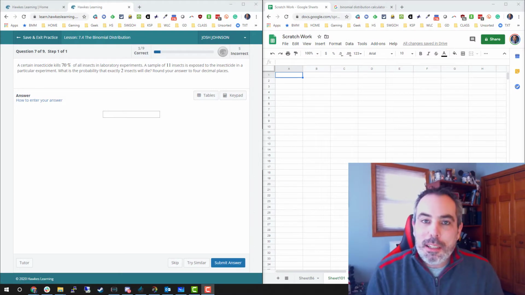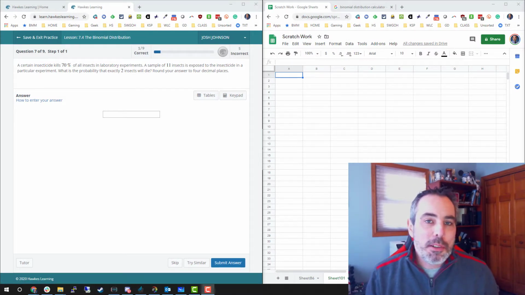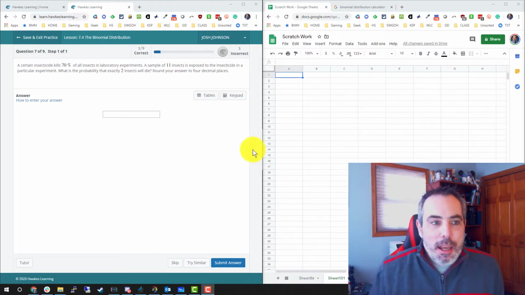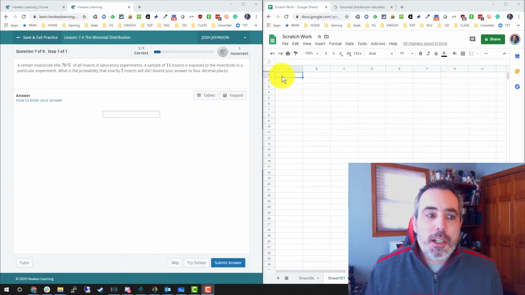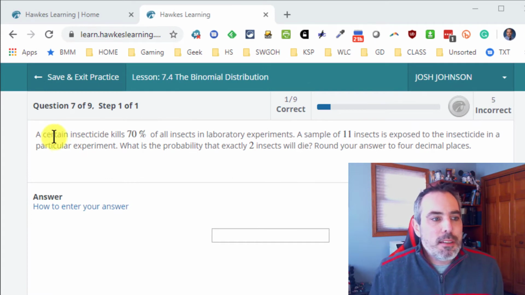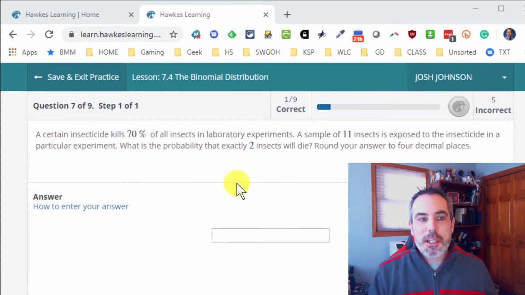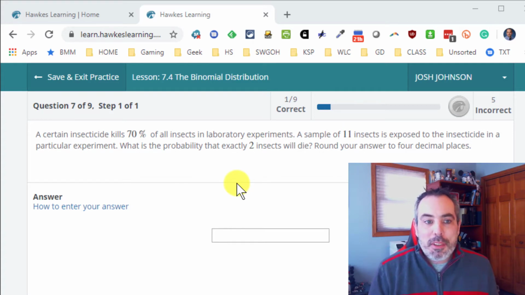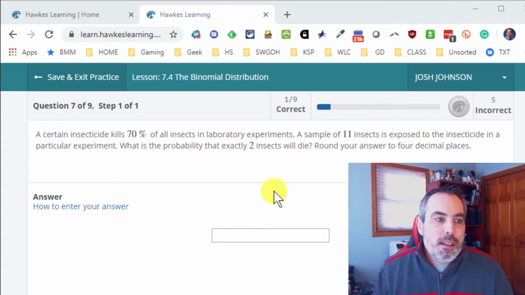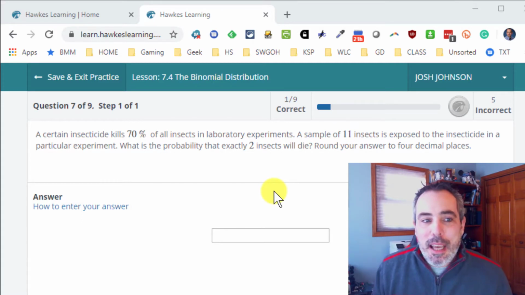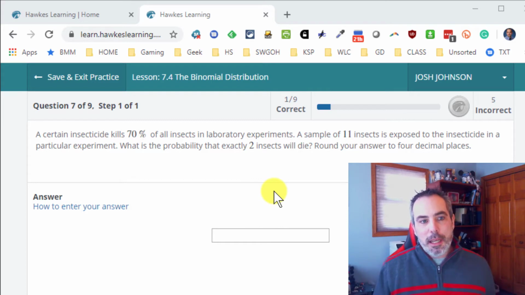Hey everyone, today I want to talk about a binomial distribution. So I have an example of a question up here. It says a certain insecticide kills 70% of all insects in laboratory experiments. A sample of 11 insects is exposed to the insecticide, and in that experiment they want to know the probability that exactly 2 insects will die.